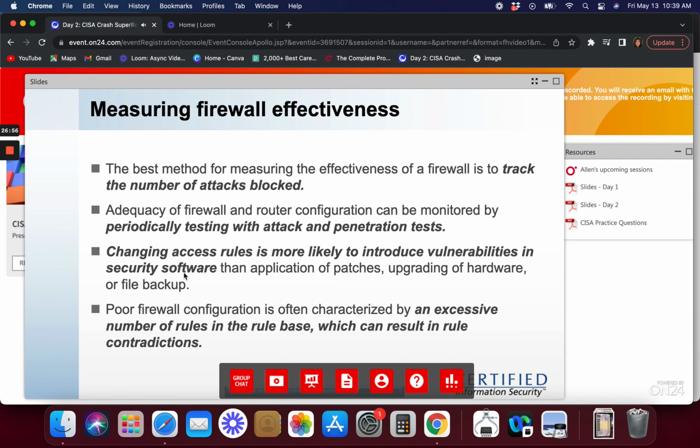Adequacy of firewall router configuration. How do you monitor its adequacy? Periodically testing with your own penetration test to see if you can get past your firewall when you shouldn't be. Testing it, if you will, just to see if it works right.